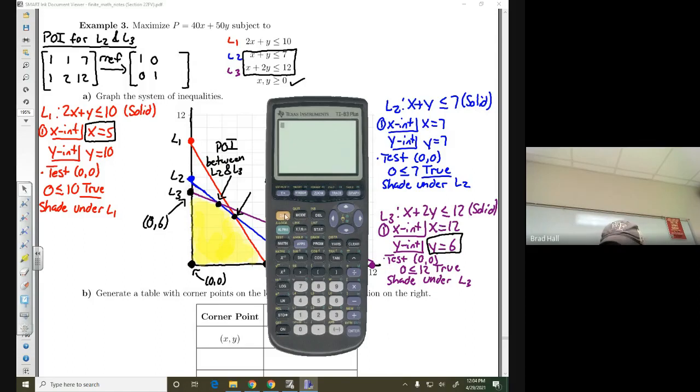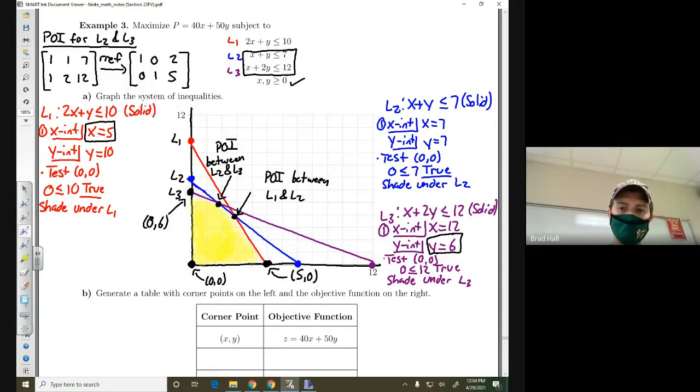From here, once you program the matrix into the calculator, you need to use the RREF command, and you'll find matrix A. And we get for that third column, 2 and 5, which tells us that the point of intersection that we want to know is (2, 5). So that's the fourth corner point.